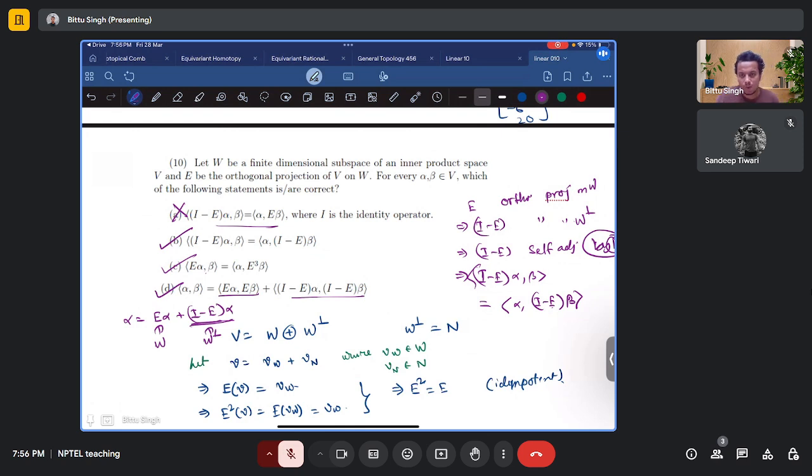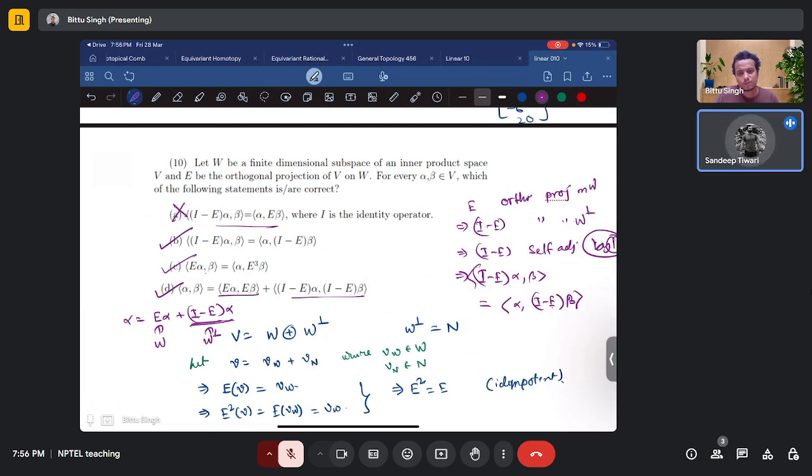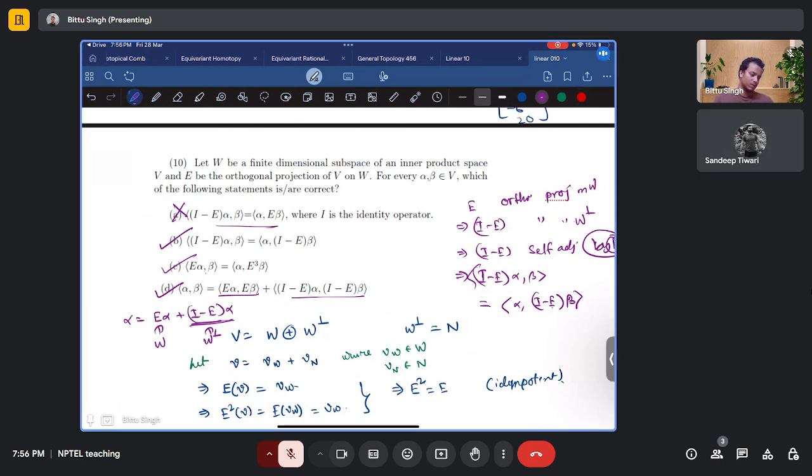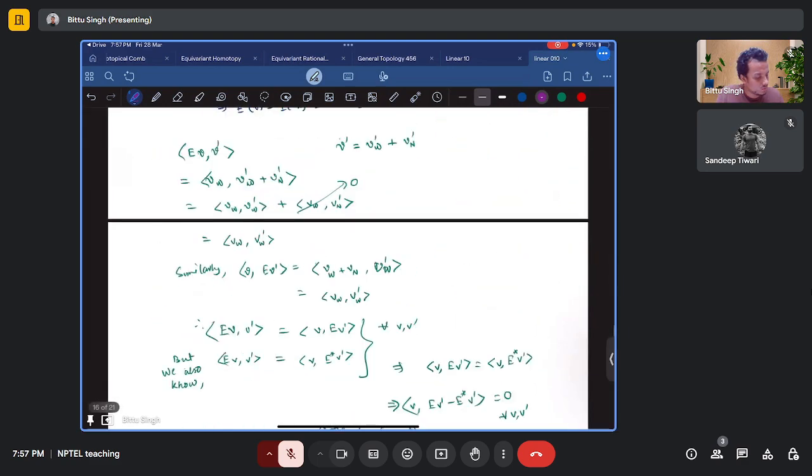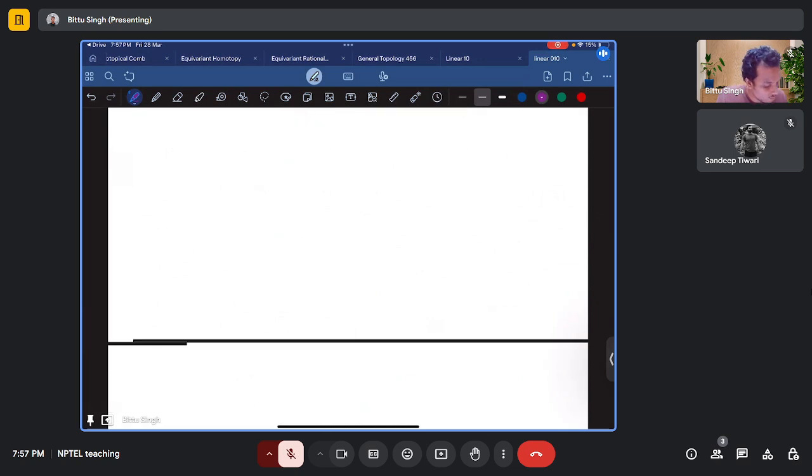Is it clear what the problem is? What is the issue? Because E is self-adjoint, I minus E must be equal to E. But in that case, E should be I by 2. That is not possible because E is an orthogonal projection. Okay, so that was our last problem.